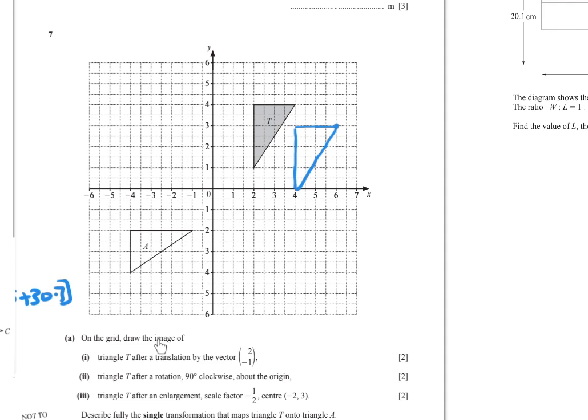This is the image by the translation (2, -1). Now, triangle T, I need the image after a rotation of 90 clockwise about the origin. You can use tracing paper, or without tracing paper you can also find the image for this point. How to reach this point from the center? 2 to the right and 1 up. Now if you rotate 2 to the right and 1 up by 90 clockwise, 2 to the right will be 2 down, then 1 to the right. So this is the image for this point.